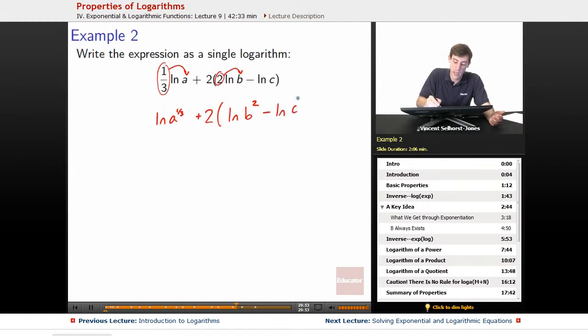natural log C. And if you forgot, remember, natural log, ln, is just a way of saying log base e, where e is a special number, the natural base. Natural log A to the 1/3 plus 2 natural log B squared minus natural log C. Now we can compact what's inside of those parentheses because we see we've got subtraction, so that's natural log of B squared over C, right?